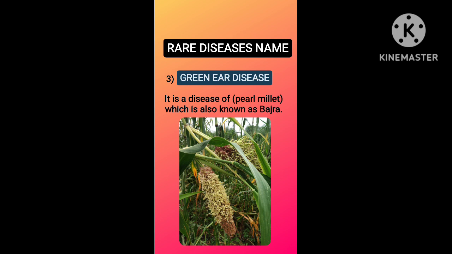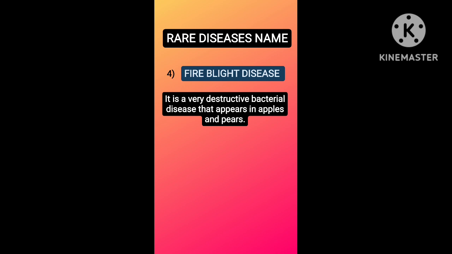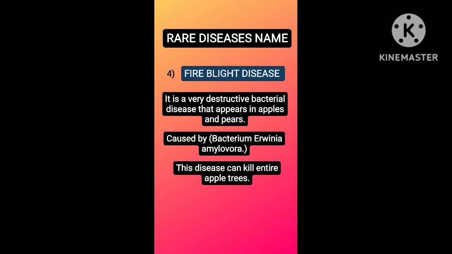Okay. Now, after green ear disease, the last one is fire blight disease. It is a very destructive bacterial disease that appears in apples and pears. Okay, so just remember this. This disease is related to apples and pears. And it is important to remember that fire blight caused by the bacterium Erwinia amylovora is a common and frequently destructive disease of pome fruit trees and related plants. So just remember this bacteria name, which is Erwinia amylovora. Okay, and this bacteria can kill entire apple and pear trees.